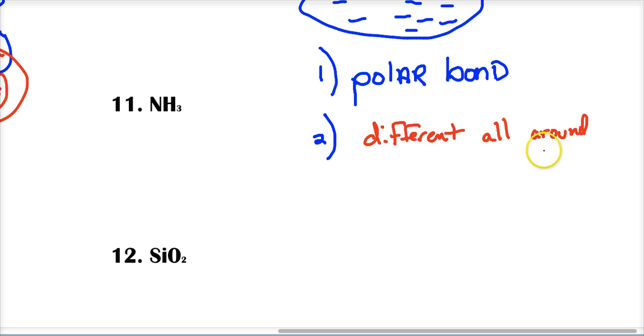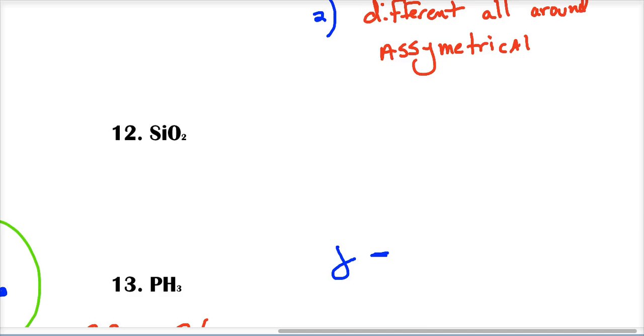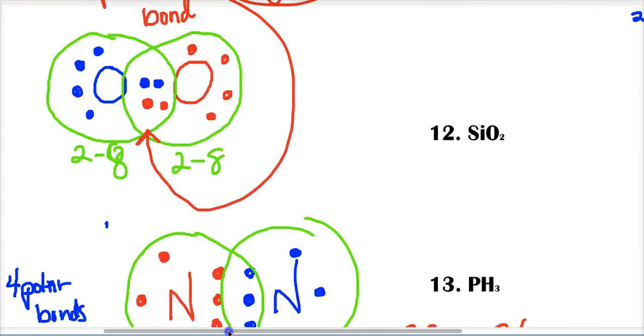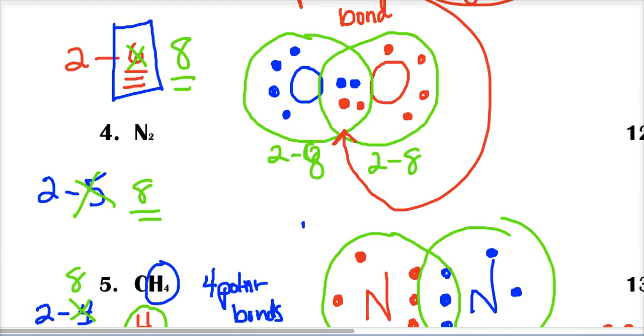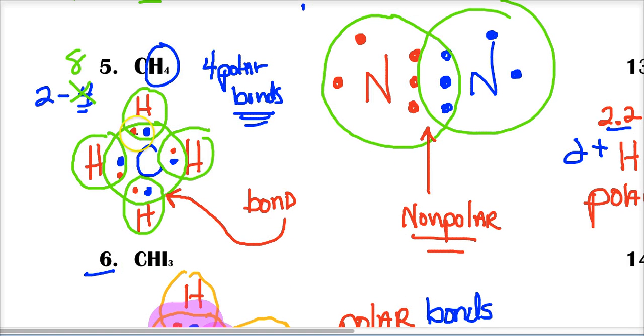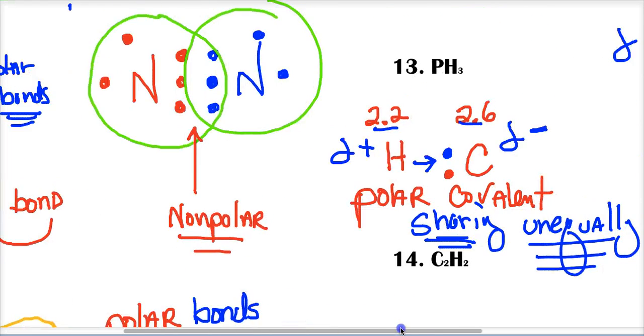What does that mean? It means you have to be asymmetrical. Let me explain. Let's look at our methane again. Now we look at our methane, CH4, bringing that over here. It's got 4 polar bonds, therefore it's sharing electrons unequally. But because it's the same all the way around, because we say it's symmetrical, we would say that these polar bonds cancel out. Let me explain another way.